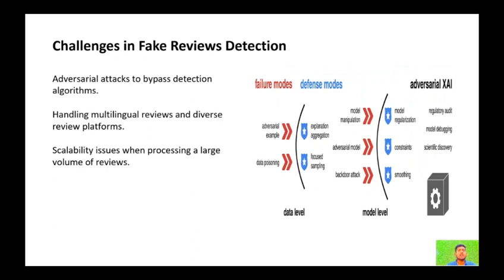And what are the challenges we face in fake review detection? Let's see. Adversarial attacks to bypass detection algorithms. Handling multilingual reviews and diverse review platforms. Scalability issues when processing a large volume of reviews. As you can see on Amazon and Facebook, there are so many reviews and we can't decide which one is correct and which one is false. So this is the scalability issue when processing a large volume of reviews. Thank you. As my part is finished, my fellow teammate will continue.